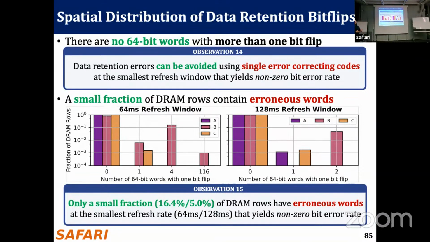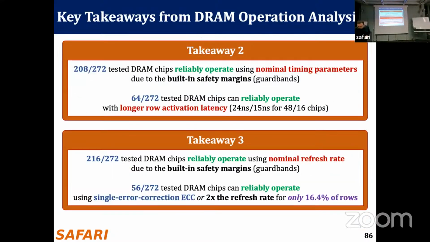Only a small fraction of DRAM rows have erroneous words at the smallest refresh rate. So this can be 64 millisecond or 128 millisecond, depending on which DRAM module you're looking at. But this is the minimum refresh rate that yields non-zero bit error rate, and for these refresh rates, you have only a small fraction of DRAM rows that have erroneous DRAM words.